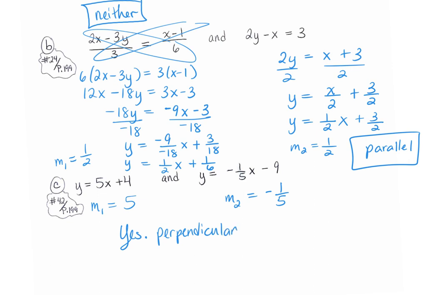What questions do you have? I heard nothing. What questions do you have? Are you good here? That's a question. I need responses. I heard one. Yes. Are we good in the back as well? Okay. All right. So this is section 3.5, parallel and perpendicular lines.